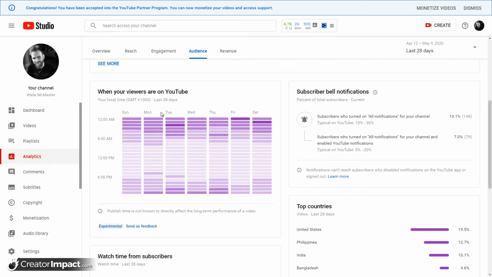So you can see here basically the darker the block, the more viewers. There are few viewers when I hover over a light block, and very many viewers when I hover over a dark block. So this shows me the best times, in my opinion, to publish a video, because obviously it says here publish time is not known to directly affect long-term performance of a video, but at the very least, when you first publish a video, if most people are going to be online and yours lands at that time, there's a pretty good chance that you're going to reach more people, at least in the beginning, which gives your video more of a chance to prove its quality and sort of move ahead.